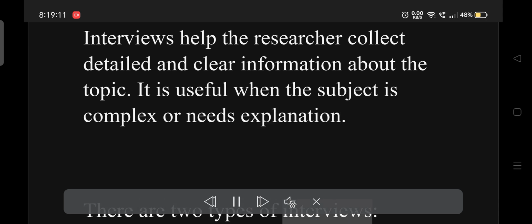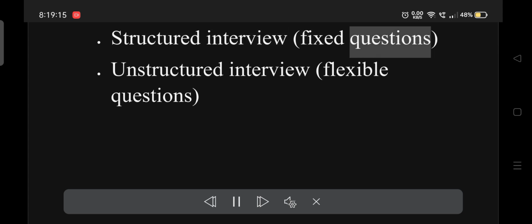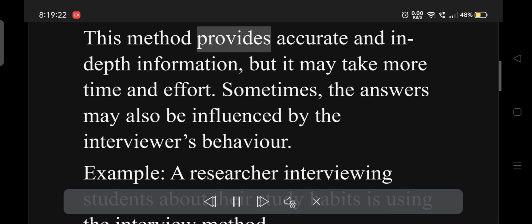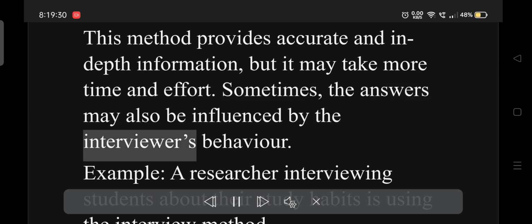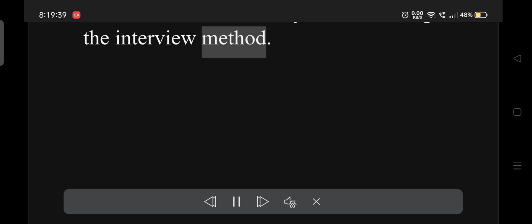There are two types of interviews: structured interview, fixed questions; unstructured interview, flexible questions. This method provides accurate and in-depth information, but it may take more time and effort. Sometimes, the answers may also be influenced by the interviewer's behavior. Example: a researcher interviewing students about their study habits is using the interview method.